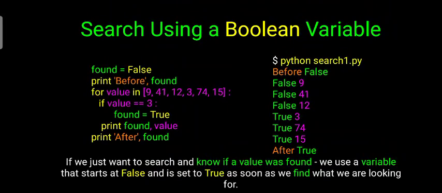See, while iterating, it takes the value 9, and the if condition is not true. For 41 the if condition is not true. For 12 the if condition is not true. For 3 the condition matches, and the value found Boolean variable will change to true. And after the loop is over, in the last statement we can say whether the value was found. If the found value is true, it means the element is found.